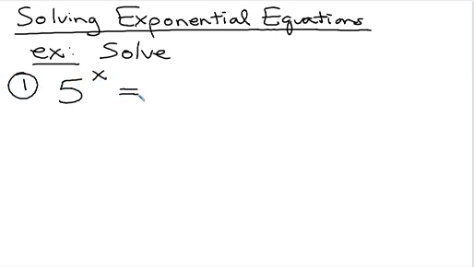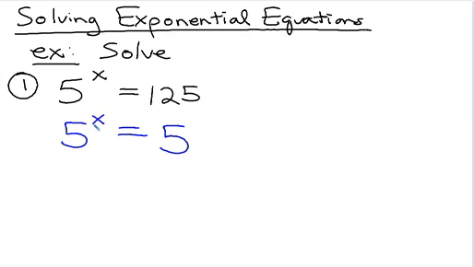5 to the x power equals 125. Now, this is much easier than what it looks like. All we need to do is make sure that both sides have the same base. The left side already has 5 as a base. It's 5 to the x.